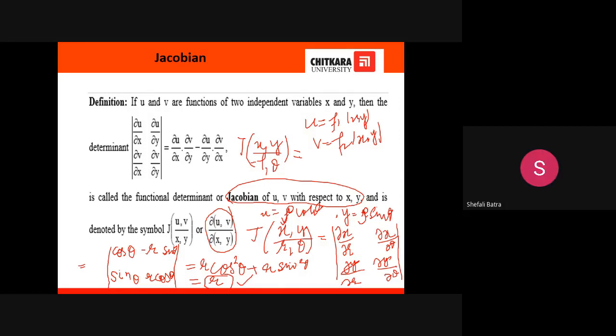Ma'am, rho. Rho, simple. Because we know that x is equal to r cos theta, y is equal to r sin theta, so the answer is r. Now I have given you rho instead of r, so the simple answer would be rho. Right? So you will remember it. Whenever we change Cartesian into polar coordinates, the value of the Jacobian would be r.